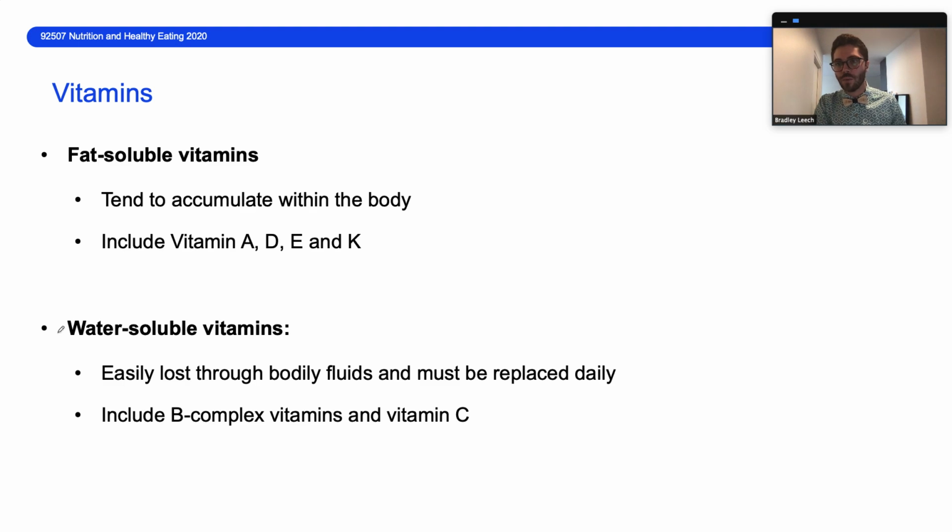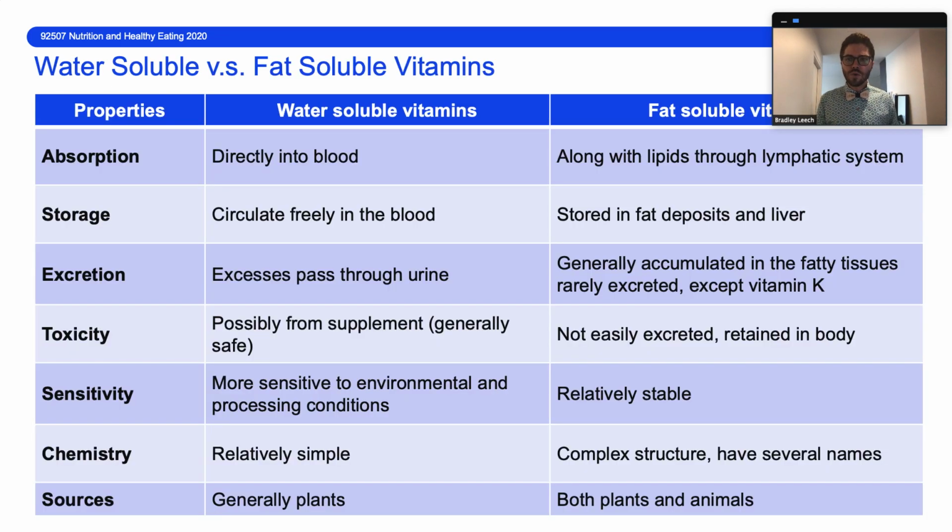Now you've got what we call water-soluble vitamins. That is, they are soluble within water. They include your B vitamins and vitamin C, and they can be lost quite easily, and they need to be replaced on a daily basis, or you may become deficient in these water-soluble vitamins. So let's look at some of the characteristics and properties of water-soluble vitamins in comparison to fat-soluble vitamins.